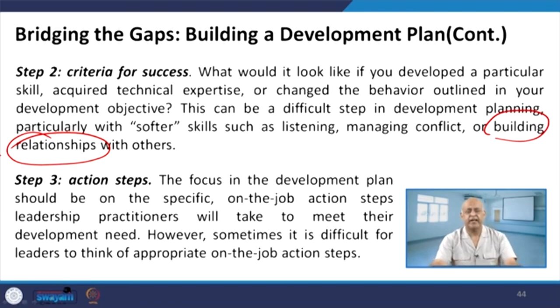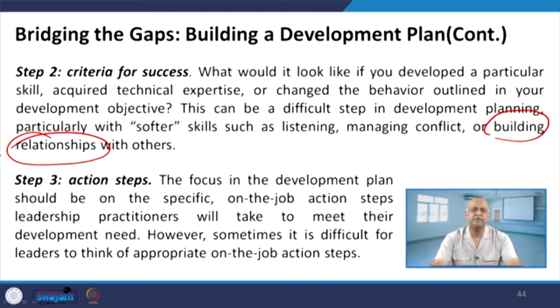Here again, there will be action learning. Please recall what we talked about in leadership: you have to match your leadership style with the followers' maturity level in a given situation. We talked about contingency theories. The action steps which you are required to develop, if they match your criteria for success, then definitely you will be able to achieve your goal, meeting the standards which you have talked about.